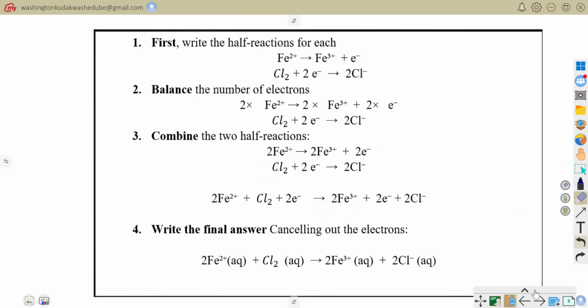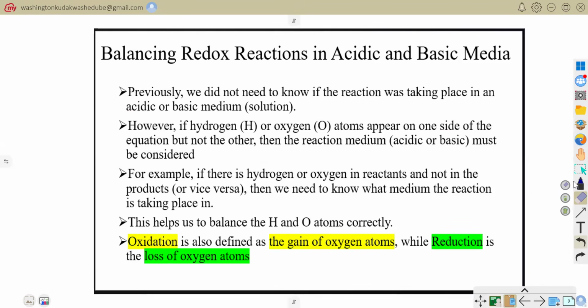So these are the simple steps that you follow when you're balancing redox reactions. But you would see that in the steps that we have just listed, we were not considering if the reactions are occurring in acidic or basic solution or medium. Now, however, if there exist hydrogen or oxygen atoms on either side of the equation, that is to say that the reaction may be occurring in acidic or basic, we now need to consider the medium.